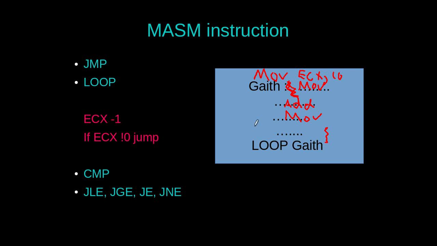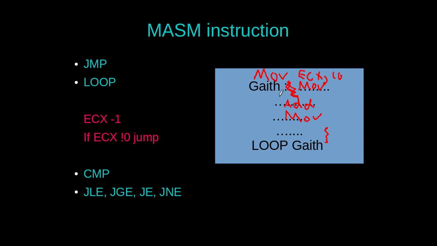So now ECX is 9. 9 comes in, does this, checks, 9 not equal to 0, jump. 8, 7, 6, 5, 4, 3, 2, 1. 1 will do it and exit. The jump is unconditional. This is conditional. Jump will jump wherever we had. It doesn't check. So if I had Gaith, jump to Gaith, it has to jump to Gaith. It doesn't check ECX. It's not like loop.